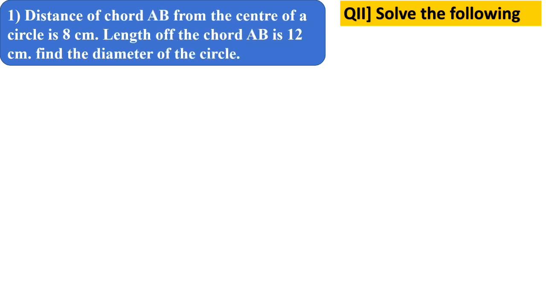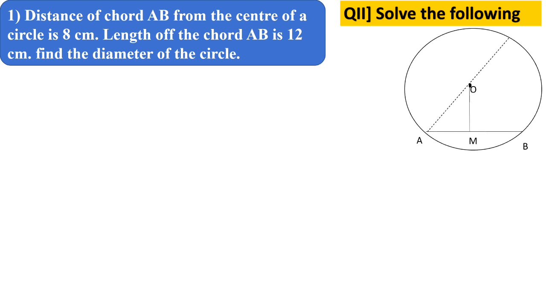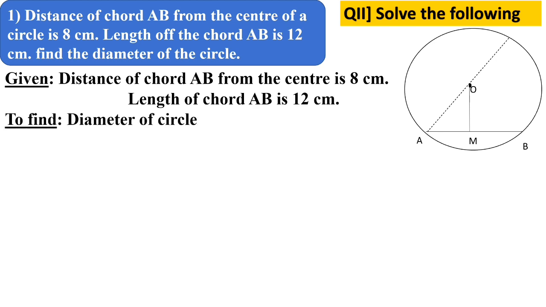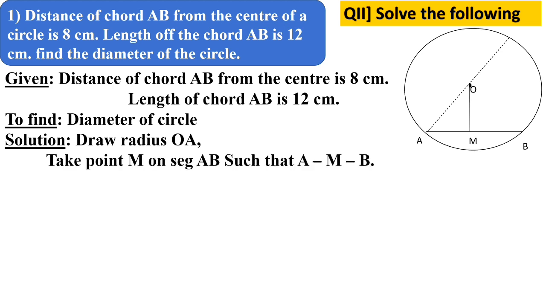The first question is given. Distance of chord AB from the center of a circle is 8 cm. Length of the chord AB is given 12 cm. Find the diameter of the circle. So first of all, we will write the given information. Here we have to find the diameter of a circle. Here we will draw a radius OA. Take point M on segment AB such that A, M and B are collinear. Now OM is perpendicular to AB.